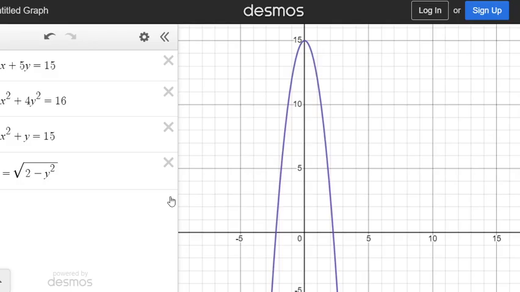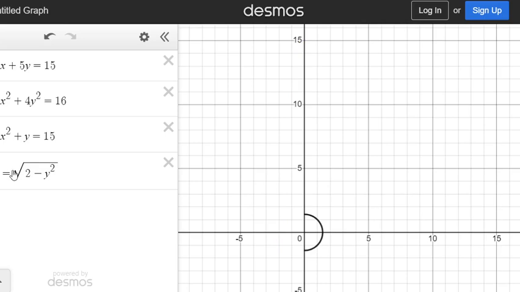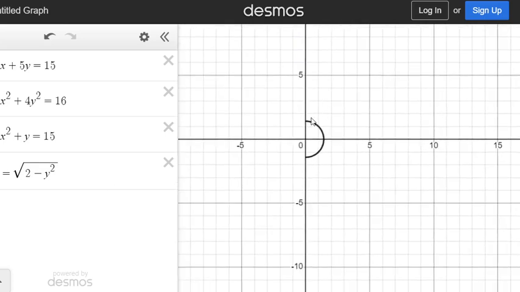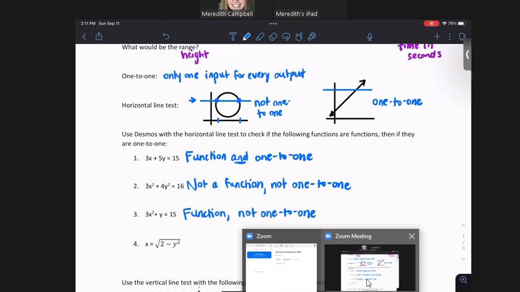And then the last one, this one does not pass the vertical line test, but it does pass the horizontal line test. So it is not a function, but it is 1-to-1.